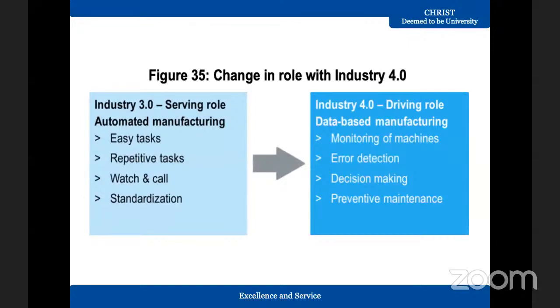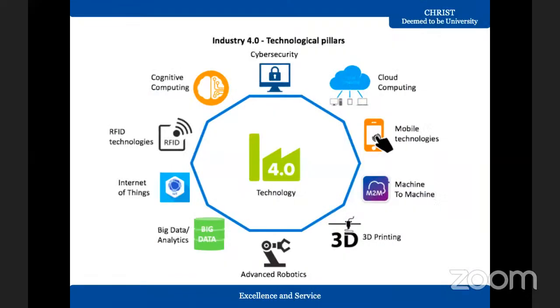So here very clearly I have given how the change will take place in terms of role. In Industry 3.0, the task is very easy, and all tasks are monitored, right? Whenever you do a repetitive task, errors will be easily detected and you have to watch and call. But everything is standardized in Industry 3.0. In Industry 4.0, you will have preventive maintenance.